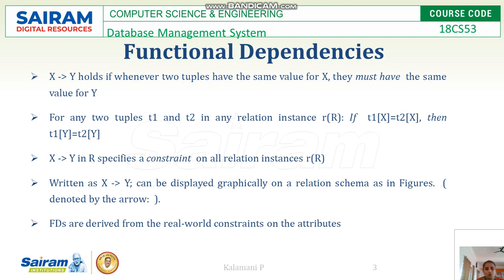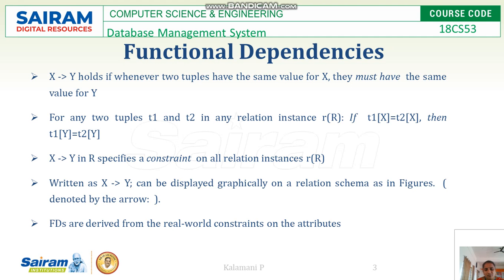For any two tuples T1 and T2 in any relation instance, or state, we call it small r of capital R, if T1[X] is equal to T2[X], then T1[Y] is equal to T2[Y]. So X determines Y in R specifies a constraint on all relation instances r of R. Here we are taking the relation state.